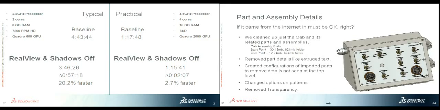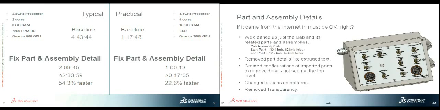Remove transparency as well. Adrian showed you in the graphics card options. It has an impact here as well. All those little things are what add up to a lot of information there. So what we got here, when we cleaned up those details, remember, 1/4 of our assembly we cut out, on our typical machine it ran 54.3% faster. On our practical machine, we cut out 22% or almost 23% on that. So it's a big deal.